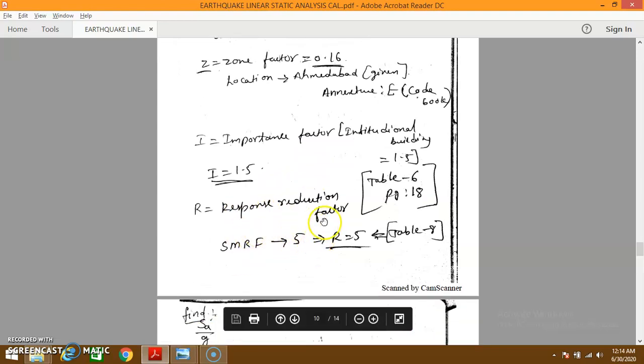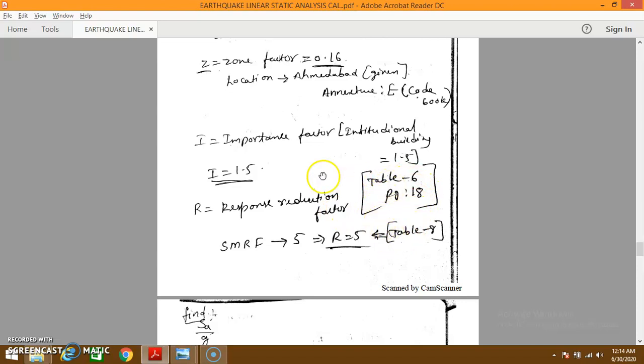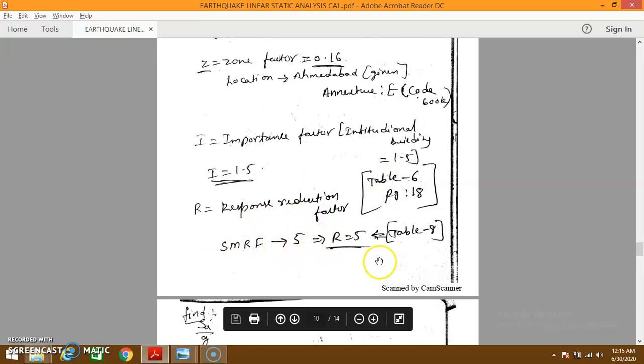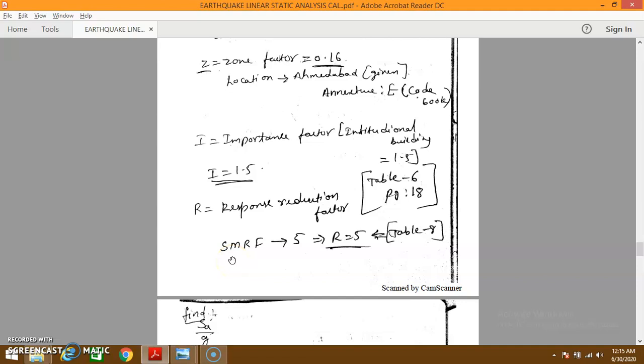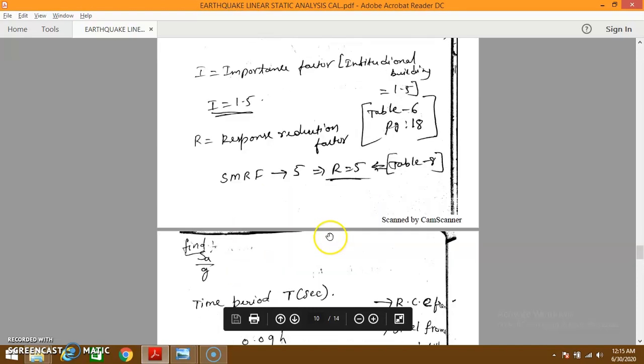The response reduction factor is on page 18, table 7. The importance factor value is 1.5, and the response reduction factor R value in the table, R equal to 5 for SMRF. SMRF is special reinforced concrete moment resisting frame. Some important buildings we take SMRF, otherwise OMRF, ordinary reinforced concrete moment resisting frame, that is value 3. In this case R equal to 5 we take as per code.